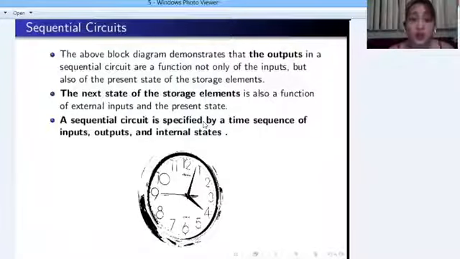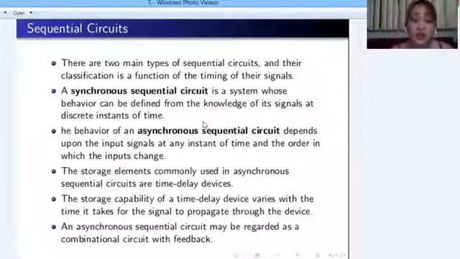So there are two main types of sequential circuits, and they are classified as a function of the timing of their signals: asynchronous and synchronous. A synchronous sequential circuit is a system whose behavior can be defined from the knowledge of its signals at discrete instants of time. The behavior of an asynchronous sequential circuit depends upon the input signals at any instant of time and the order in which the inputs change.